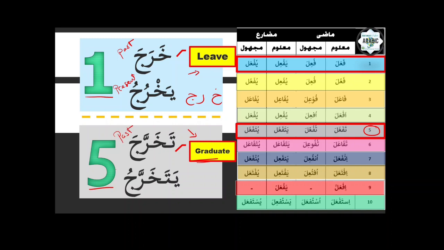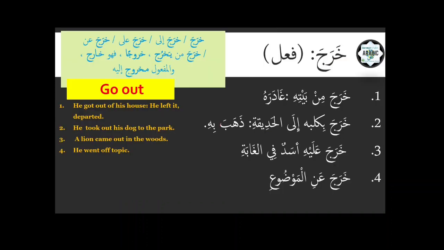تخرج, يتخرج. We're going to look at a few examples where the verb is used in sentences with prepositions of place and other additional vocabulary. The verb, as we explained, is خرج, فعل, means verb. And the verb comes with prepositions. And you have إلى, as you can see here. إلى, to, على, on, عن, about, من, from.